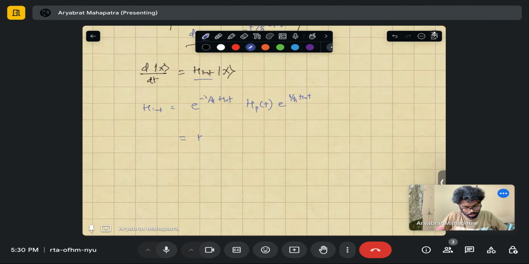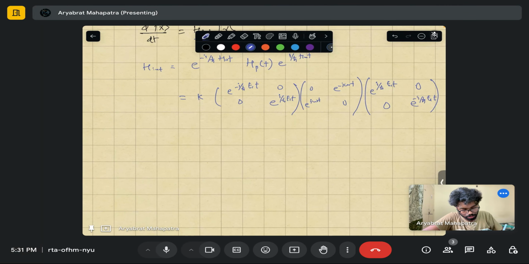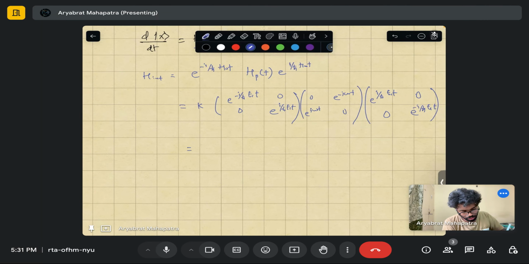So I have k, then exponential minus i/ħ E1 t, 0, 0, exponential i/ħ E1 t, then 0, exponential minus i omega t, exponential i omega t, 0, then exponential i/ħ E1 t, and exponential i/ħ E1 t. Then I can write it as k.